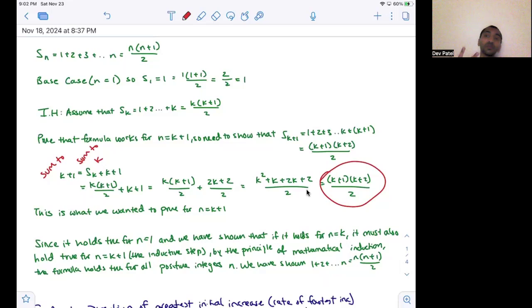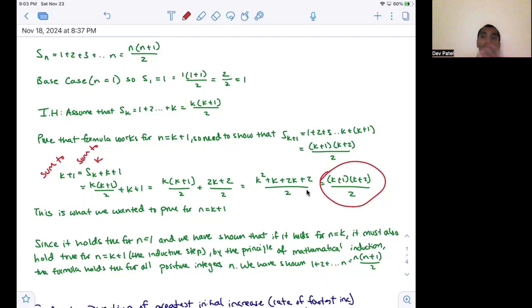So now we have two things that we've shown. We've shown that it works for the base case. It works for n equals 1. And we have shown that if it works for any integer k, it also works for any integer k plus 1. Right? From our inductive hypothesis, we've assumed that if it works for k, and we have proved that if it works for k, it also works for k plus 1.